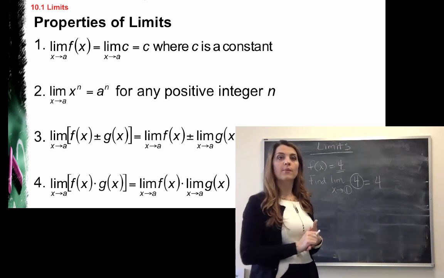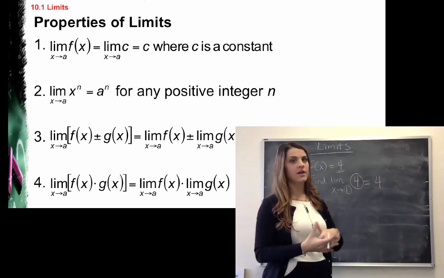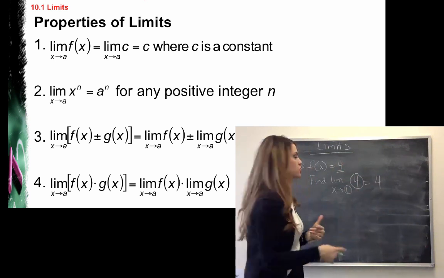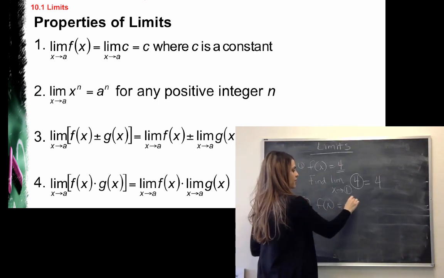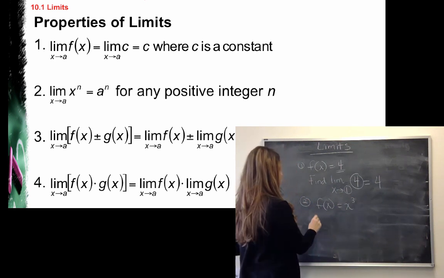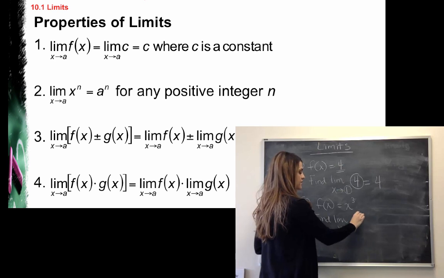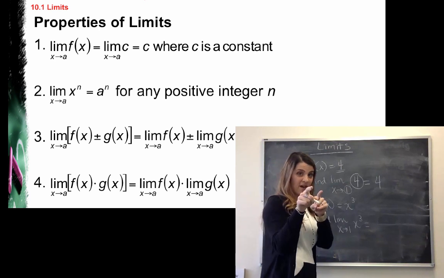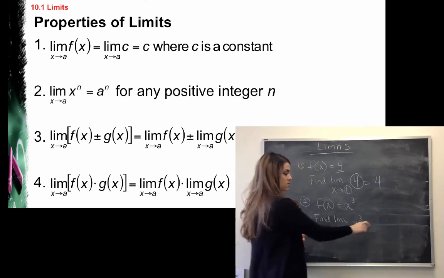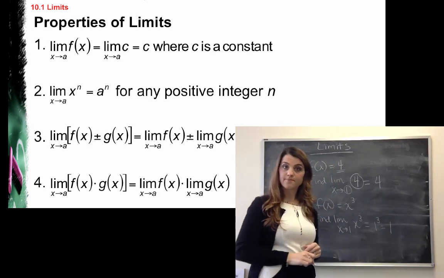Let's look at property number 2. Property 2 says the limit as x approaches a of x to the n, n being some positive integer, will be equal to a to the n. If we look at an example for number 2, let's say f of x is equal to x to the third, and the question says, find the limit as x approaches 1 of x to the third. That just means, by the property, that a value gets plugged into where x is. So 1 to the third will be your answer, and you can simplify that to be the number 1.